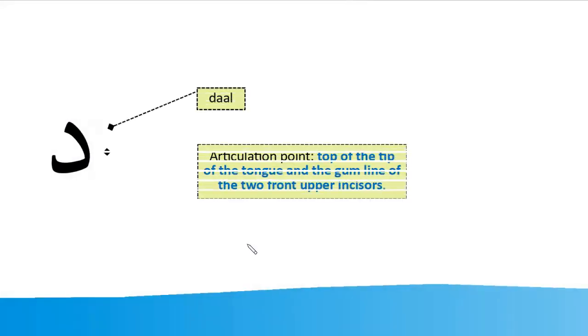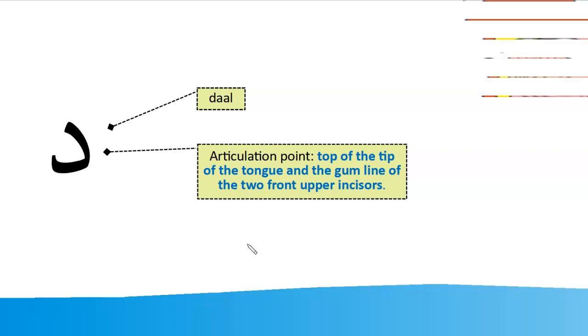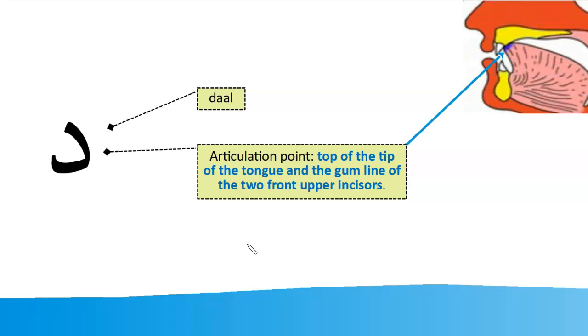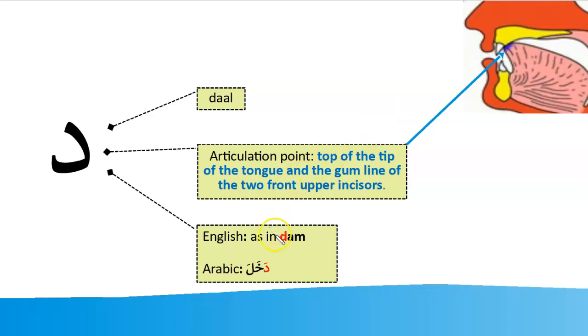Up next is this called dal. Dal is pronounced using the top of the tip of the tongue and the gum line of the two front upper incisors, like so. It's quite easy for us to say dal, as in the English word dam. And dakhala in Arabic means to enter. It's the verb he entered.